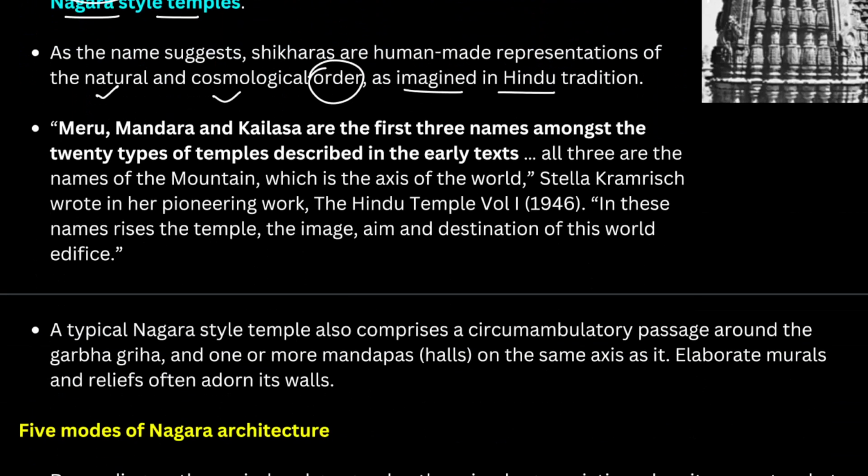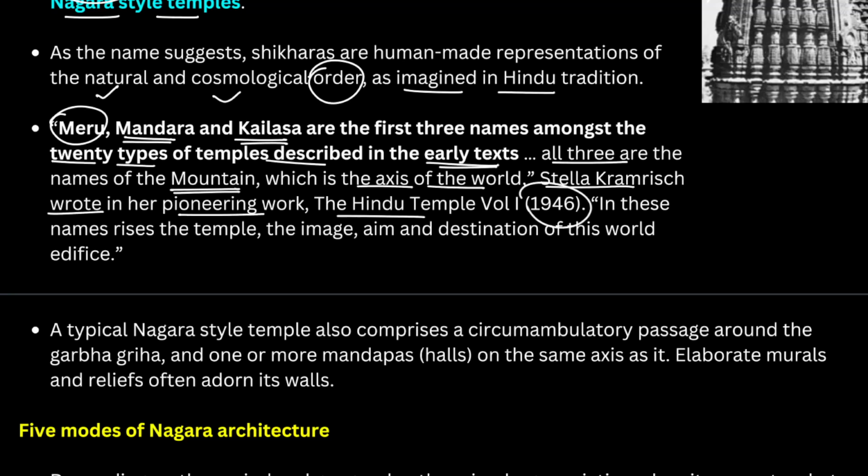Now please remember that Meru, Mandara, and Kailas are the first three names among the 20 types of temples described in the early texts. All three are the names of mountains, which are the axis of the world. Stella Kramrisch wrote in her pioneering work The Hindu Temple, Volume 1, published in 1946: in these names arises the temple, the image, the aim, the destination of the world edifice. So this is very important. Please remember these three names at least: Meru, Mandara, and Kailash.